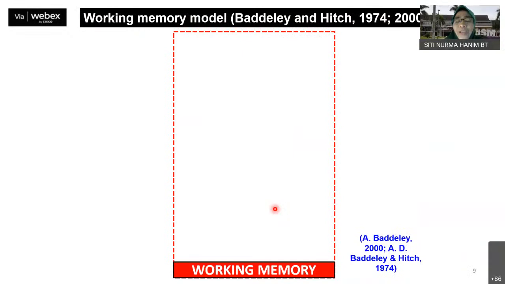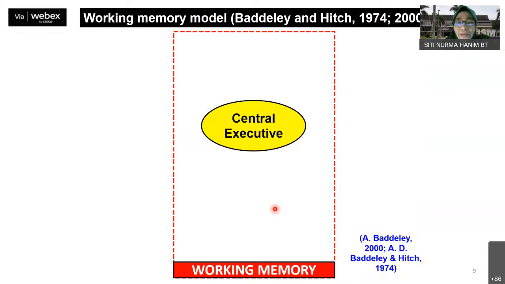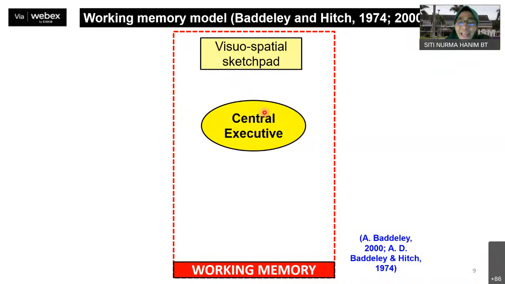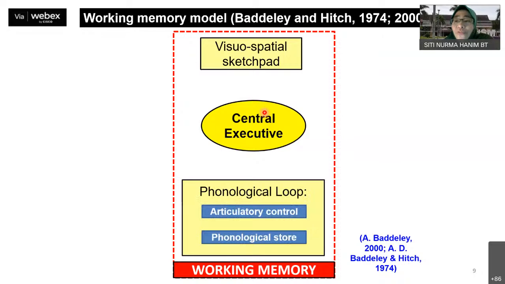Okay, and to understand that, we have to understand our working memory as well. Inside our working memory, we have one central executive, the boss. And there are two centers: the visual spatial sketchpad and also the phonological loop. The visual spatial sketchpad will analyze or convert visual information and spatial information into schema. Whereas the phonological loop will analyze the auditory information.